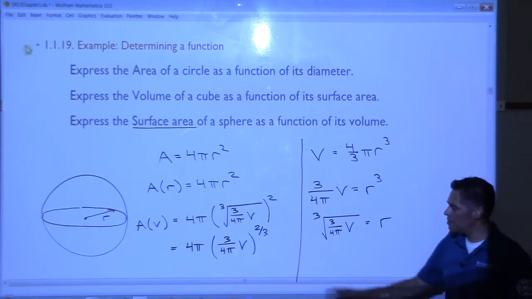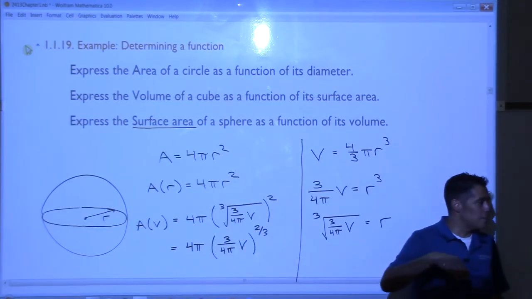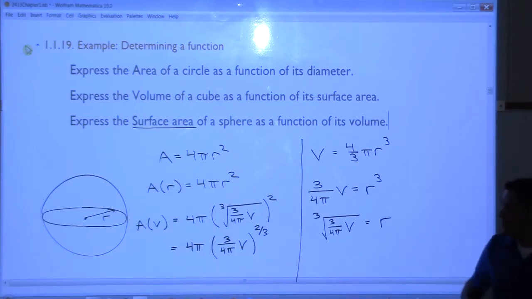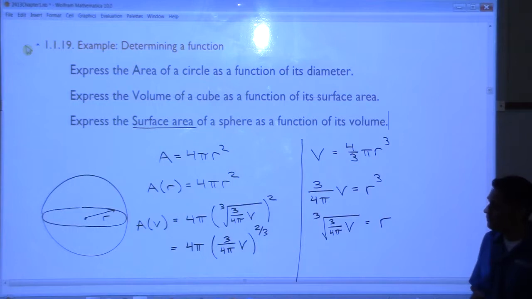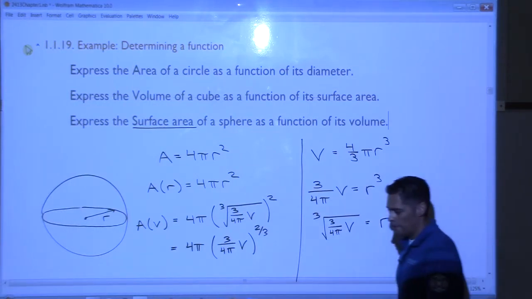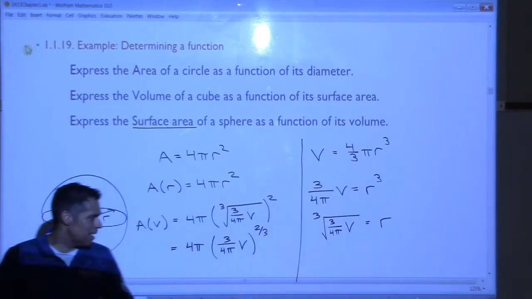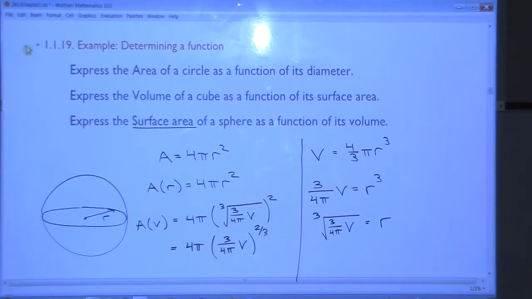So this is happening because the cube root means raising it to the 1/3 power. And so if you take something to the 1/3 and square it, you get 2/3. All right. I think that's good. I mean, at that point we can stop, but I want to do a little bit more.